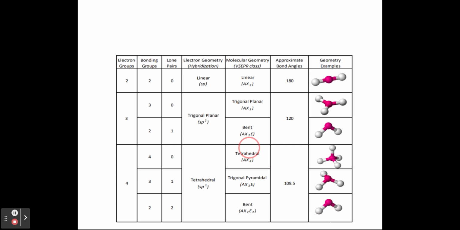So the other thing I want to point out is this AXE. Remember, A is the central atom, X is the bonded atoms to your central atom, and then E is the number of lone pairs. Okay, so that's what we mean by AXE labeling.